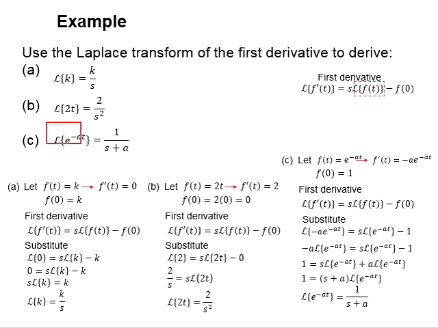Next, you try to find the Laplace transform of this function. Take f(t) equals e to the power of negative at. Differentiate it, you will obtain this. Substitute t equals 0, you will get 1, as e to the power of 0 is equal to 1. Substitute the relevant values into the formula of the first derivative. Substitute this into f prime t and substitute 1 into f(0) and you will obtain this.